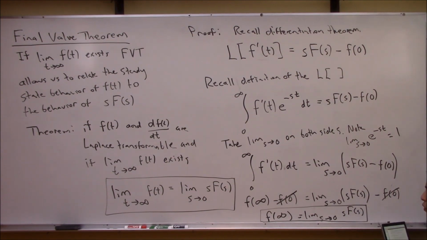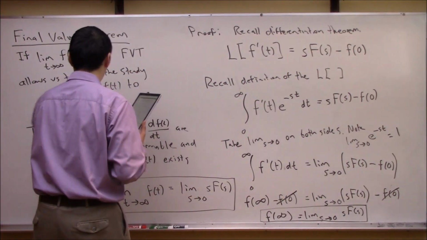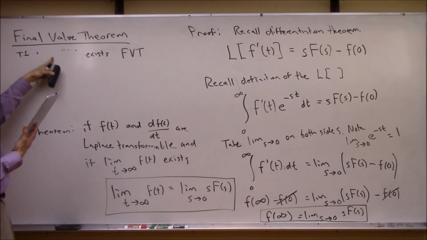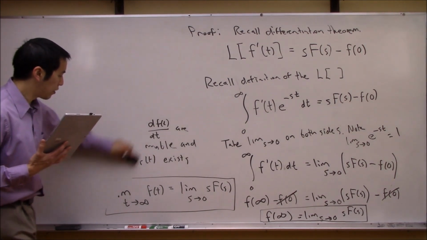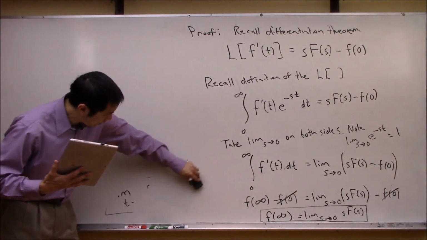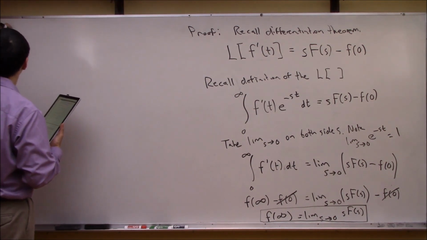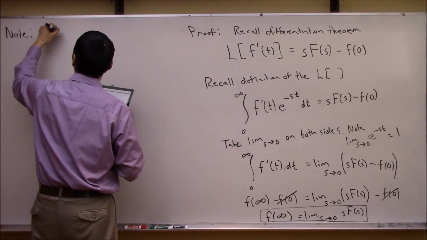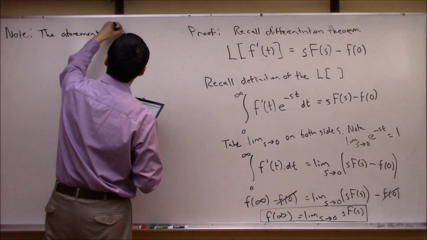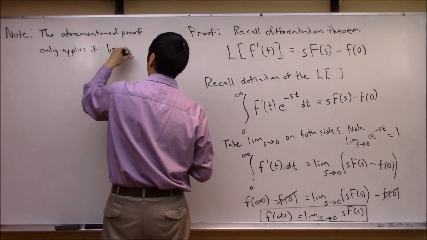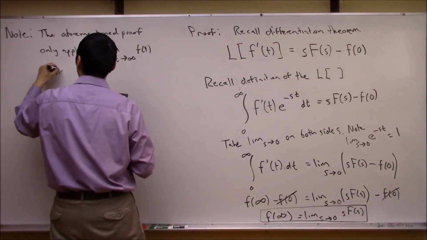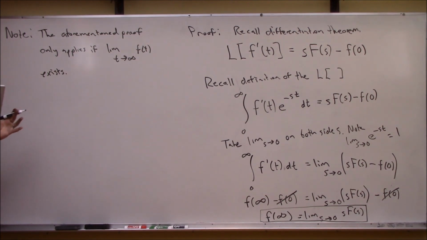We have to make one little note before we keep going. Before we start applying this, I want to make one note, and it's related to the term I just erased. We said that this whole thing only works if the limit of the signal in the time domain as t goes to infinity actually exists. So let's make a quick note: the aforementioned proof only applies if the limit as t goes to infinity of f(t) exists. This is another way of saying only if this thing does go to a steady-state value. Otherwise, it doesn't make any sense at all. We're going to see a couple of examples of that in a second.